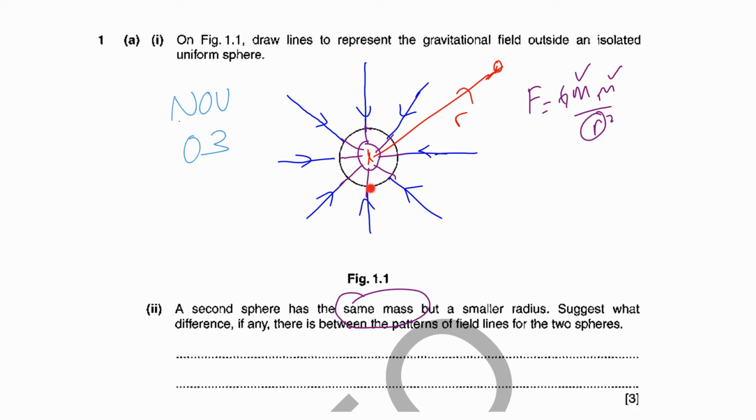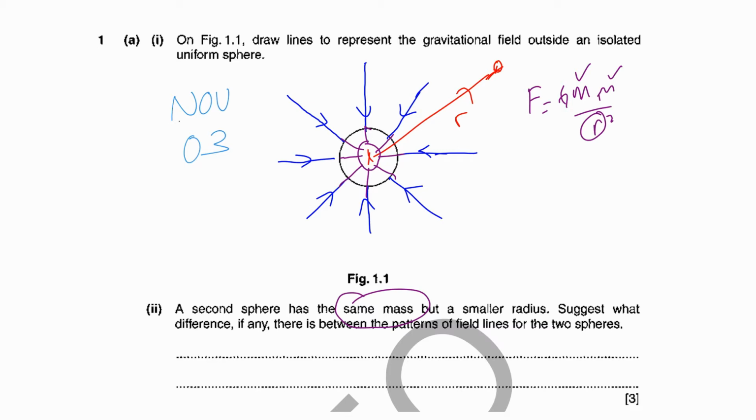If I replace this sphere with a smaller sphere, but same mass, is the center of this smaller sphere the same as the center for the big sphere? Same. If I calculate the force, will I get the same answer? Yes, because the mass is the same as before. The distance from center to center is the same. So my point is, the force acting on the test mass is the same. So the field strength at this point must also be the same. So therefore, the pattern of the field lines must remain the same.